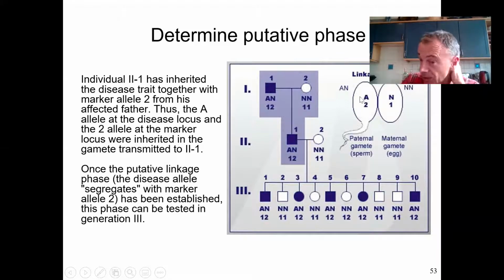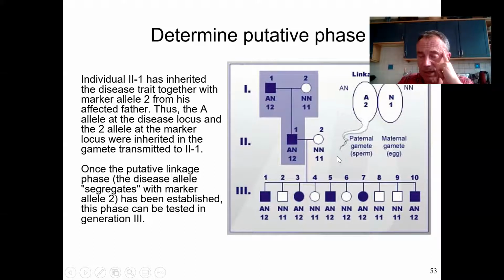So that means from the previous talk that we can say these are in phase. The A and the 2 are in phase, they've been inherited together. That means that we can look at the A and the 2 in each of these children, and we can see whether there's a recombinant or a non-recombinant. We're going to be able to count each of them. So this child has got, and we know this is the 2 allele, we're going to watch this 2 marker allele.